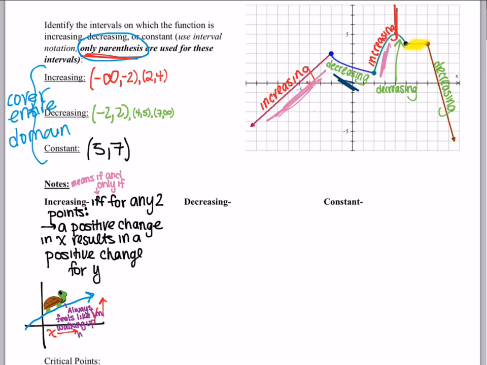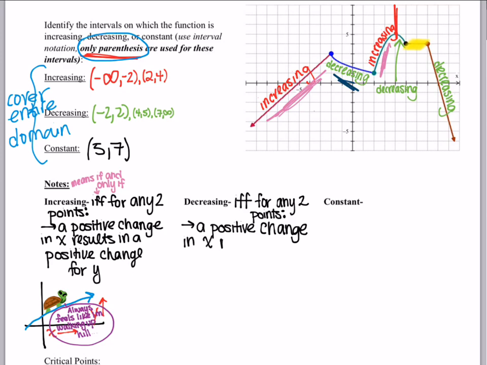Alright, so let's move on to our decreasing zone. And I'm going to start the definition off the same way. So if and only if, for any 2 points on our graph, a positive change in x, so we're moving across our graph to the right, results this time in a negative change in f of x, or a negative change in y.